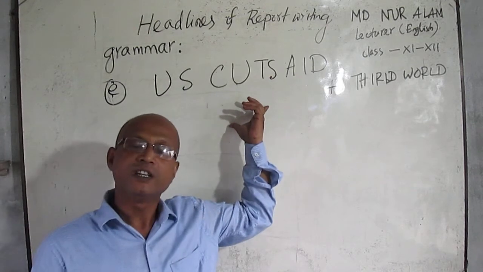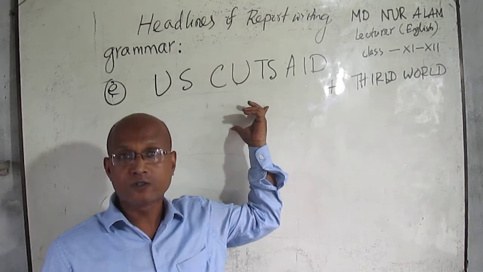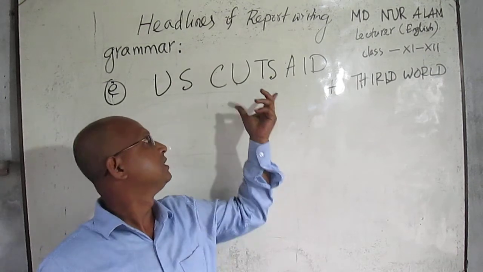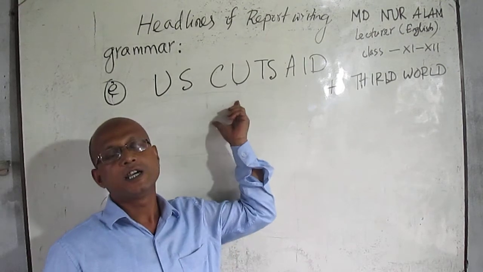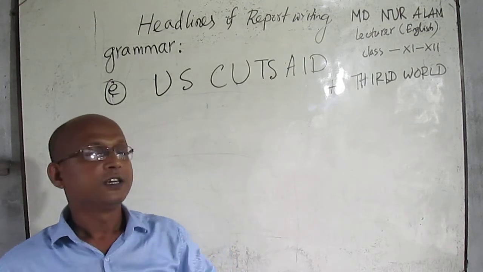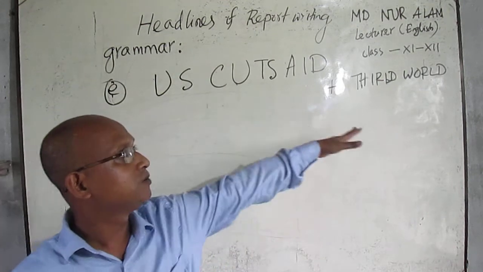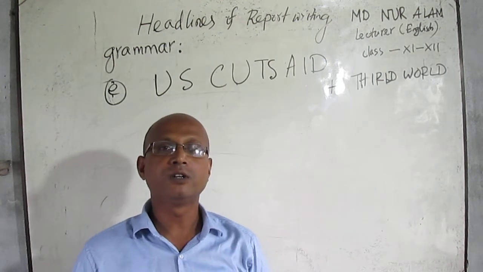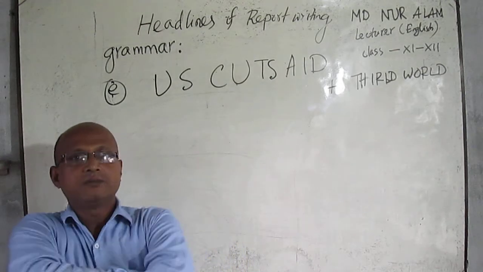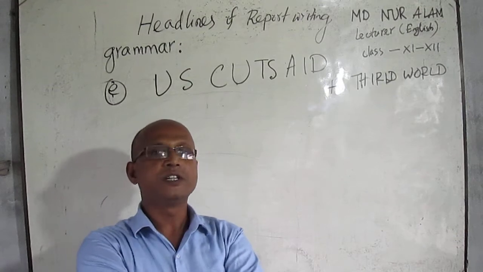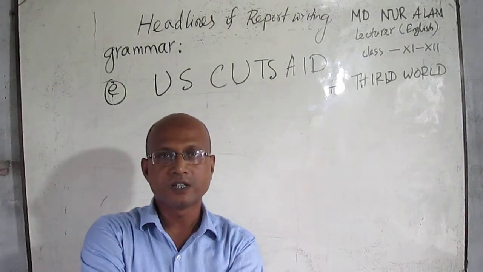Cuts means, as I told you in my previous class, reduce something, reduce the amount. Cuts aid means the United States of America has reduced the amount of help to third world countries. I also told you that third world countries are like Bangladesh; India and Pakistan are also examples of third world countries.